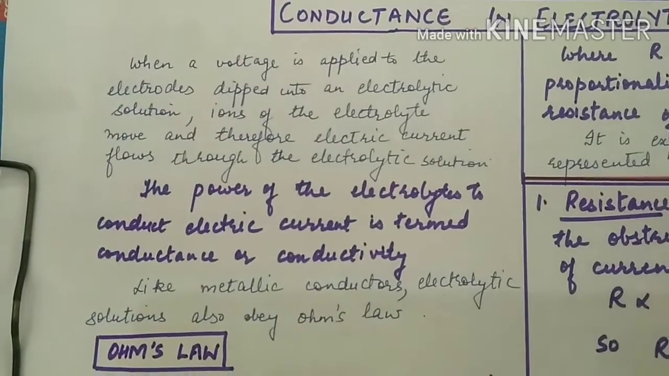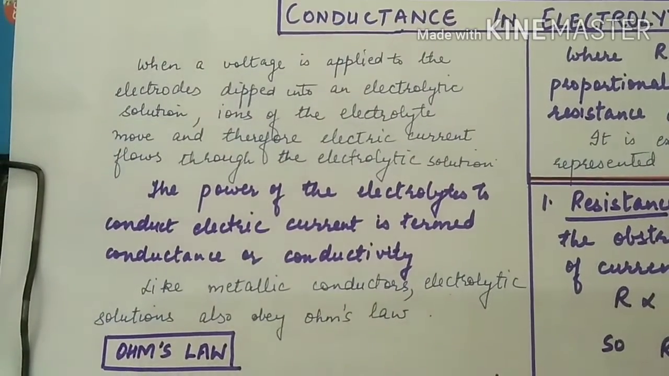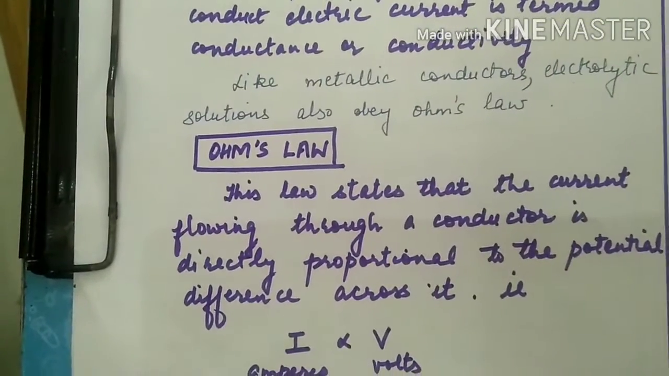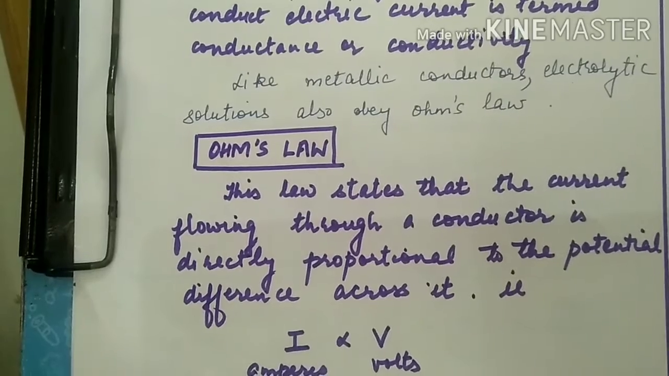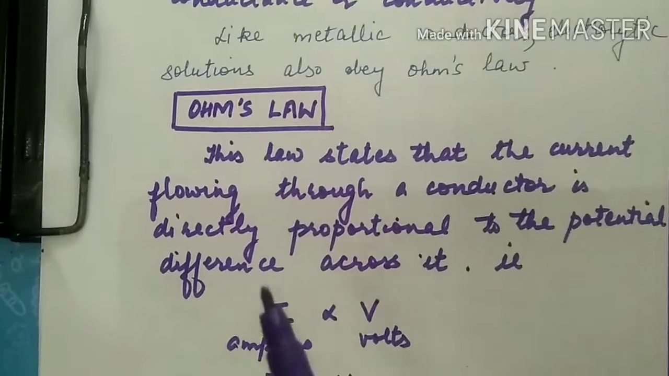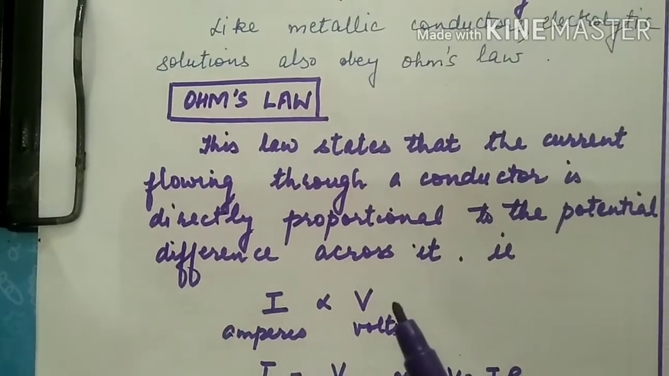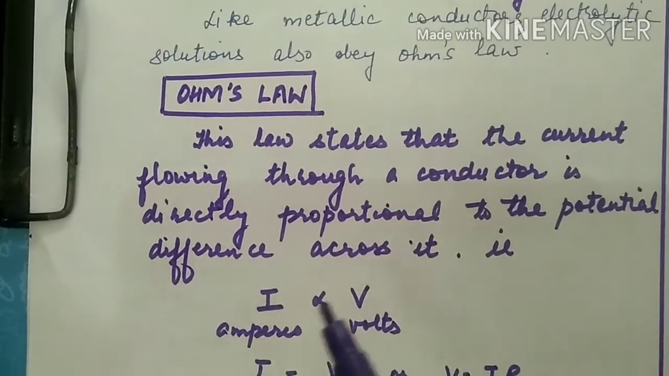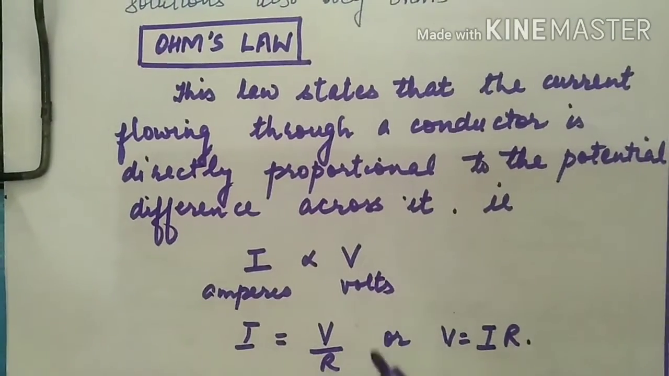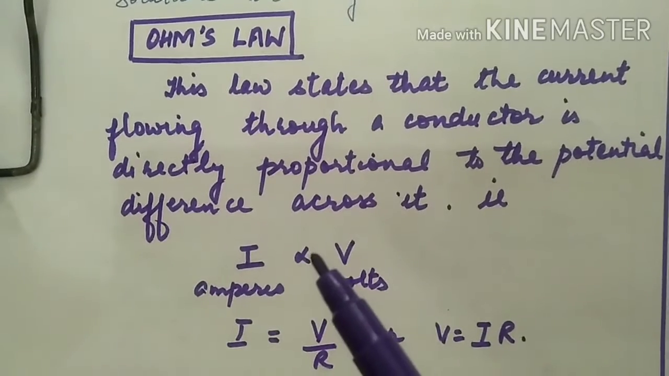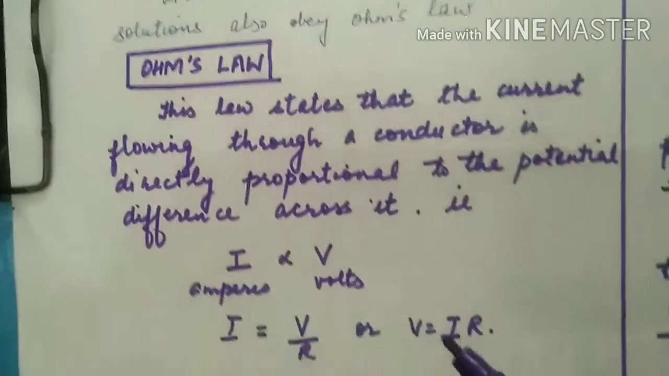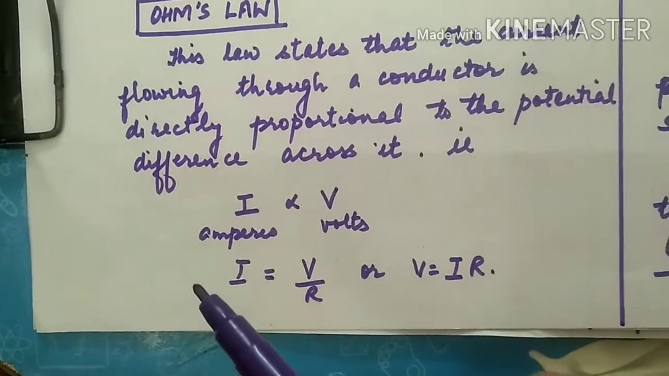Like metallic conductors, electrolytic solutions also obey Ohm's law. Ohm's law states that the current flowing through a conductor is directly proportional to the potential difference across it. That is, if I is the current in amperes and V is the potential difference in volts, then I is proportional to V and I is equal to V upon R. To remove the sign of proportionality, we have to introduce a constant. So V is equal to I R.